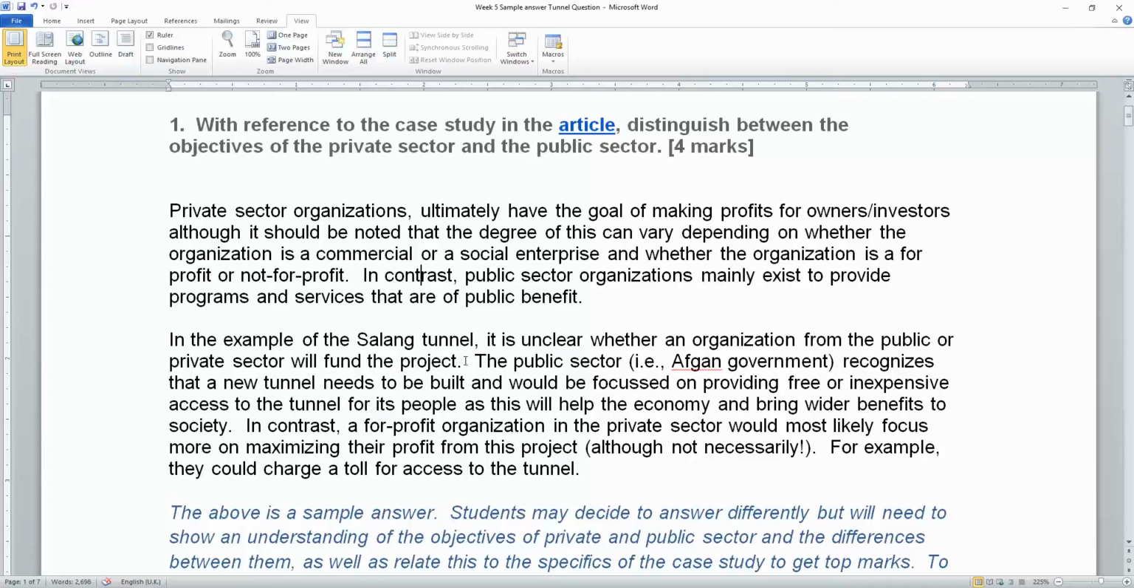That's not necessarily even required. But the public sector, i.e. the Afghan government. I'm showing that I understand the Afghan government is a public sector body in this article. It recognises that a new tunnel needs to be built. So again, I'm relating it to the article, and it would be focused on providing free or inexpensive access to the tunnel for its people, as this will help the economy and bring wider benefits to society. So again, I'm linking it to the fact that it's for the public benefit.